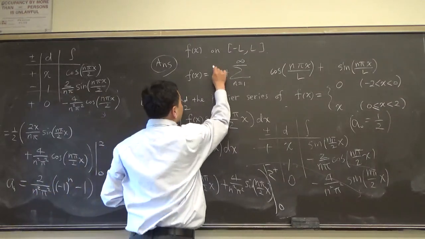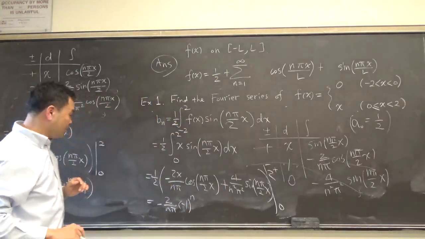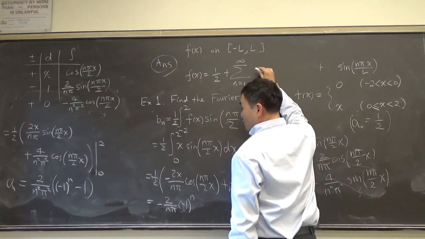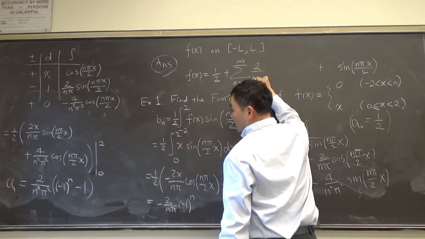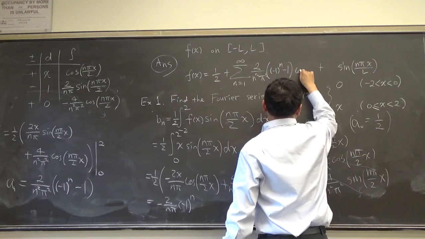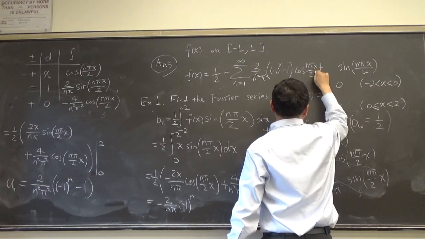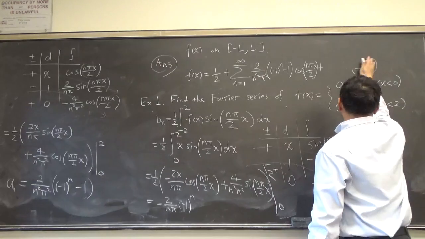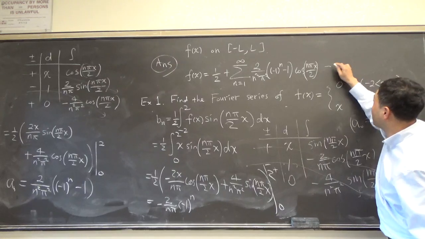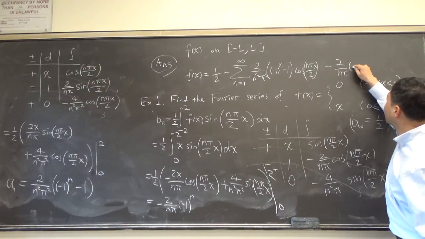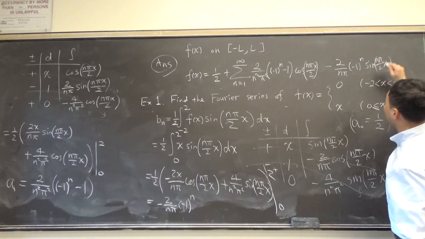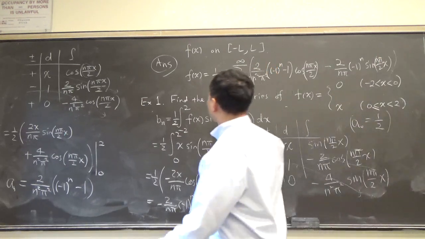A0 is 1/2. An is this one. So I need 2 over n squared pi squared, negative 1 to the nth power minus 1, cosine n pi x over 2. And then for the sine one, it's that one. It's going to be negative 2 over n pi, negative 1 to the nth power, sine of n pi x over 2. Okay? So that's the answer.